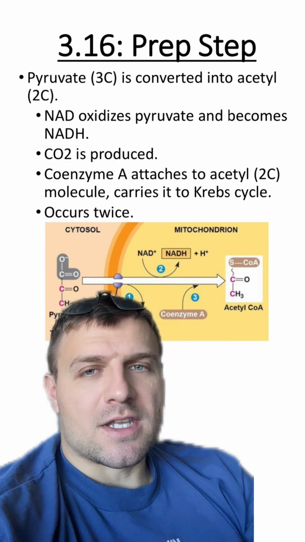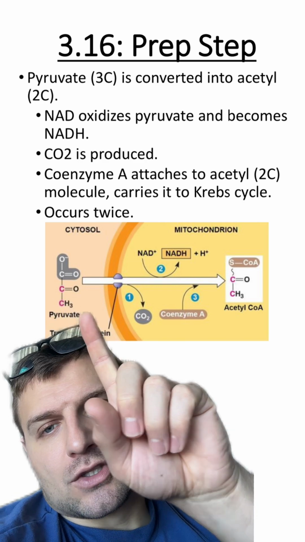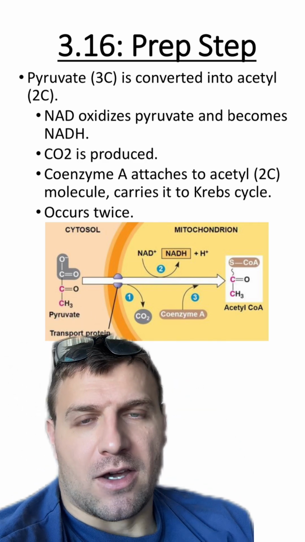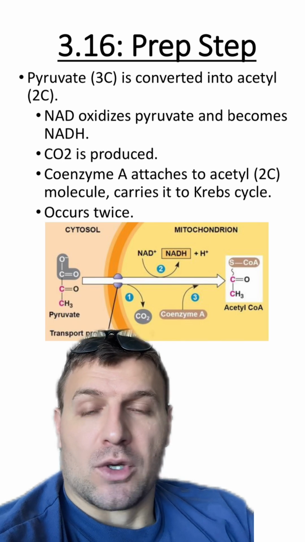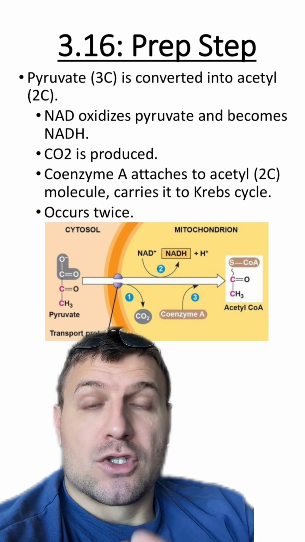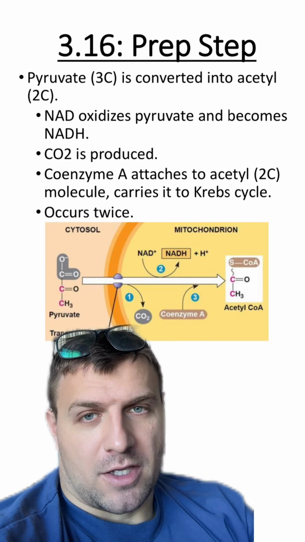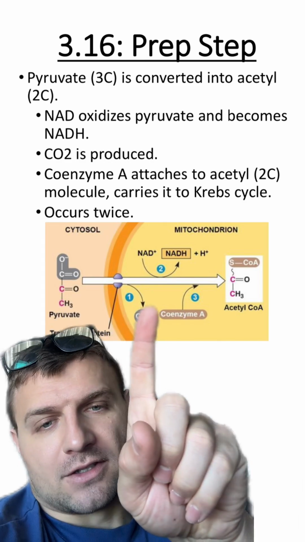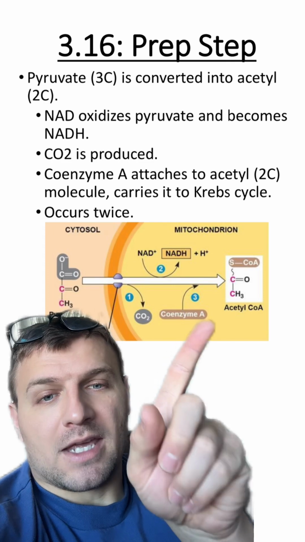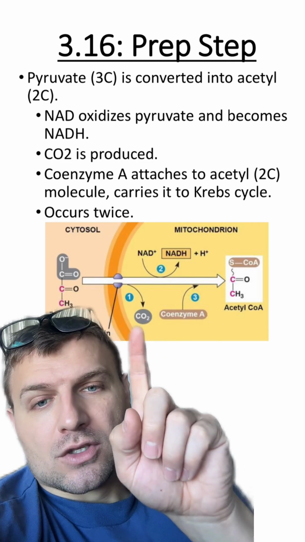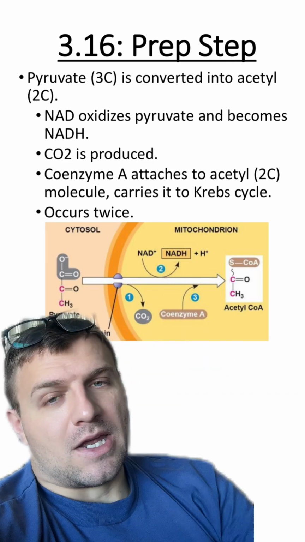But this whole step has to occur twice because we're getting 2 pyruvate molecules from glycolysis. Remember that glucose, which is 6 carbons, is broken down during glycolysis, and it's going to produce 2 of the 3-carbon pyruvate molecules. So each pyruvate has to go through this reaction per glucose. So at the end here, we're making 2 acetyl-CoAs, 2 CO2s, and 2 NADHs.